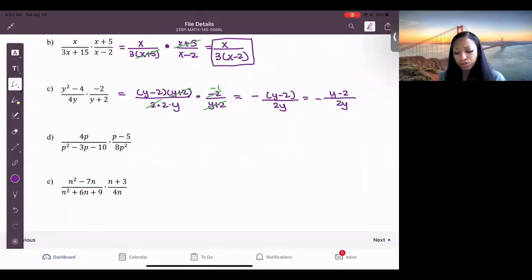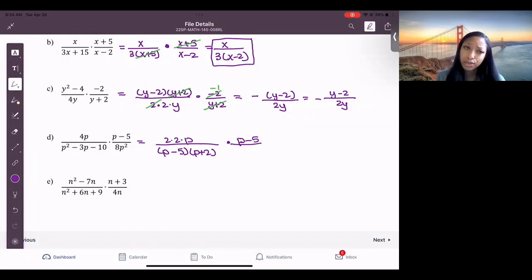4P over P squared minus 3P minus 10 times 5P over 8 times P squared. All right, 4P, you can write it as 2 times 2 times P if you want. P squared minus 3P minus 10 factors to P minus 5 times P plus 2. For the second numerator, P minus 5 can't be factored anymore. And 8 is 2 times 2 times 2. And then times P, P squared.